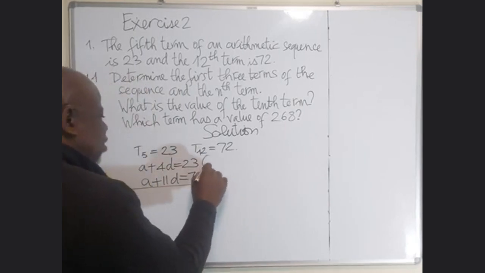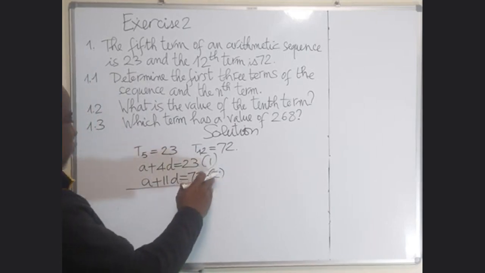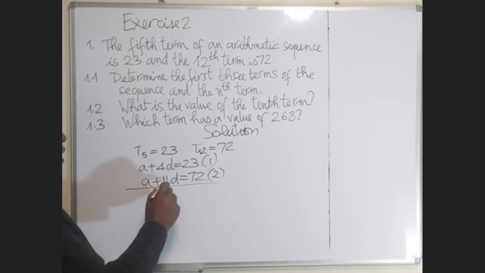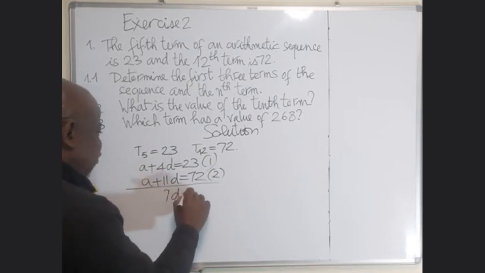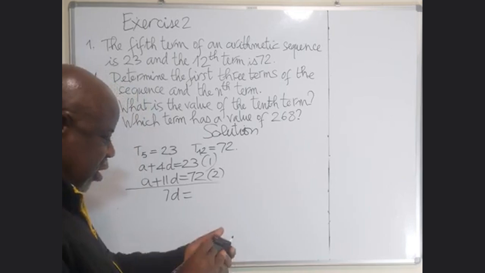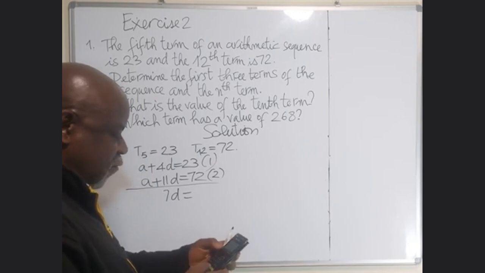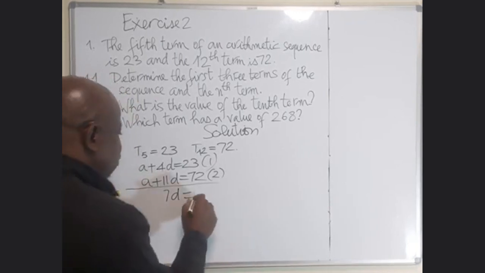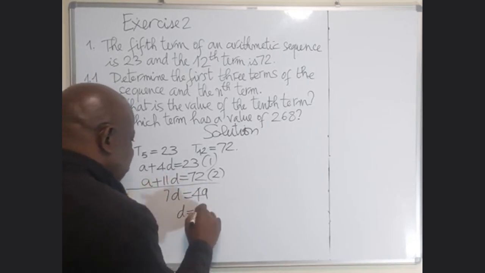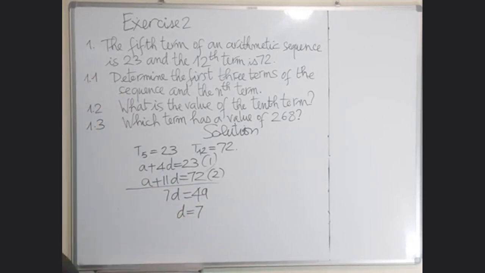So we're having here what we call simultaneous equations, where we're going to solve for A and D. If I consider this to be the first and this one the second equation, the second minus the first one: A minus A, we're going to get 0. 11D minus 4D, then we're going to get 7D. 72 minus 23, we're getting 49. So here is going to be 49, and our D will be 49 divided by 7. Our common difference is 7.